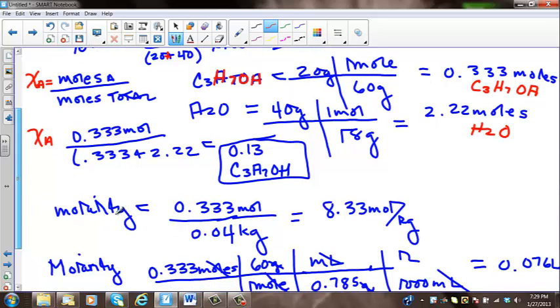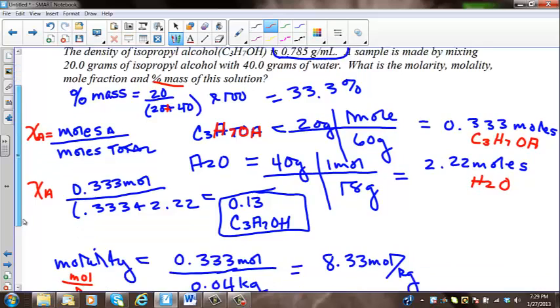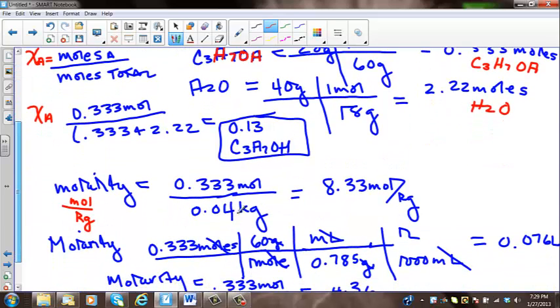Molality, remember, is moles over kilogram. So we have moles over kilograms of solvent. So this was our moles of solute, 0.333. We got that from over here. And our kilograms, we had 40 grams of water. 40 grams is 0.04 kilograms. So our molality is 8.33 moles per kilogram, or molal.